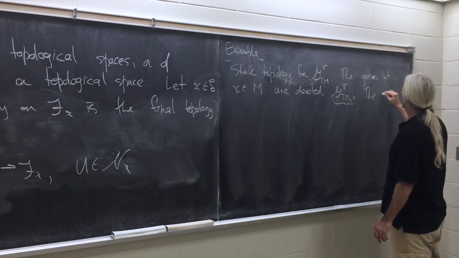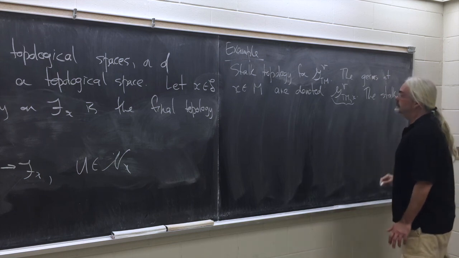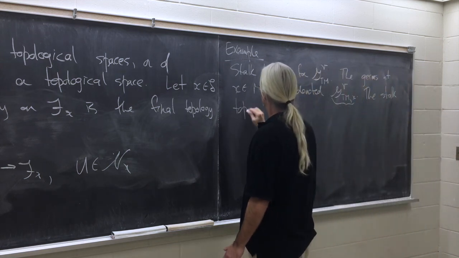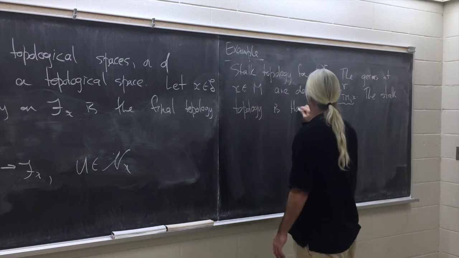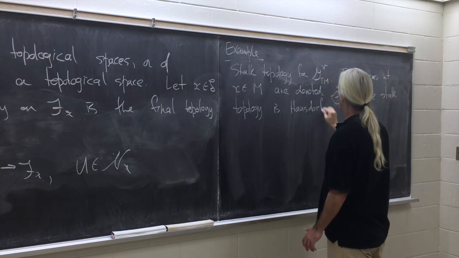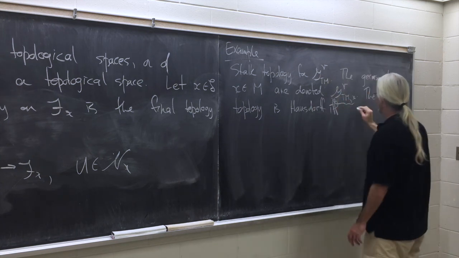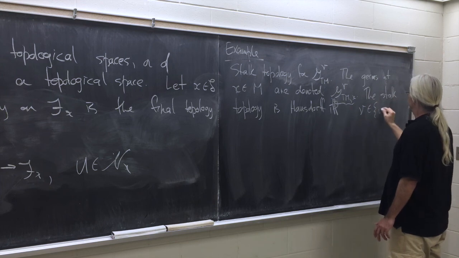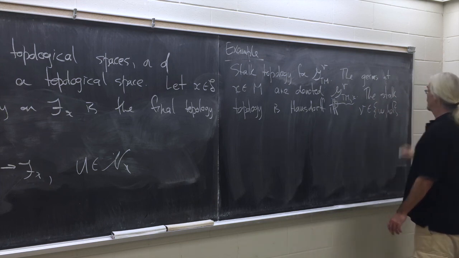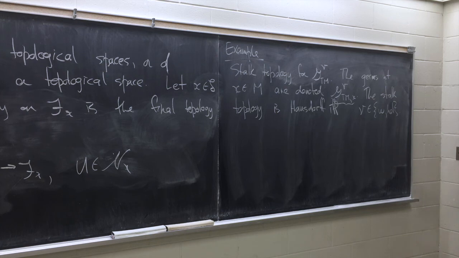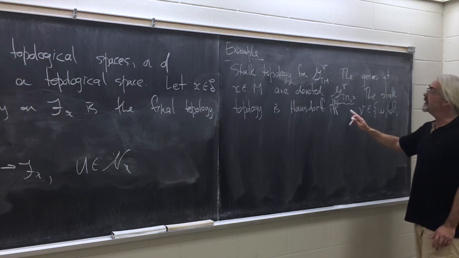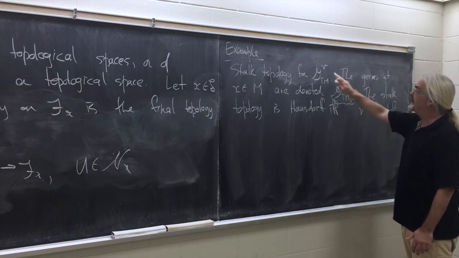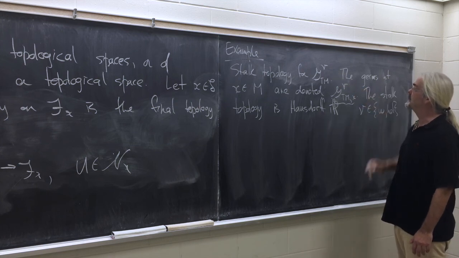So the stalk topology is Hausdorff if and only if ν is ω, holomorphic. And so let me just say in words, in some of the other cases, why they're not Hausdorff.